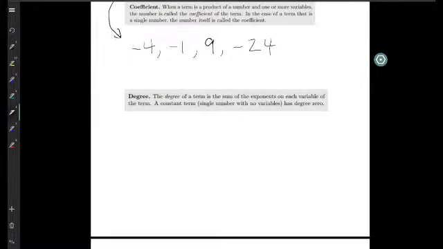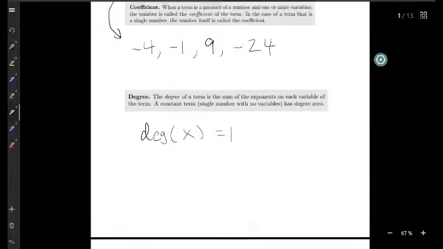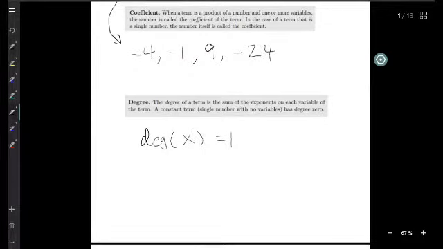Okay. The degree, we'll talk a little more about the degree later, but the degree of x is equal to 1 because the exponent is a 1. The degree of x squared is 2 because the exponent is 2. The degree of -9 x to the 12th is 12 because the exponent is 12.